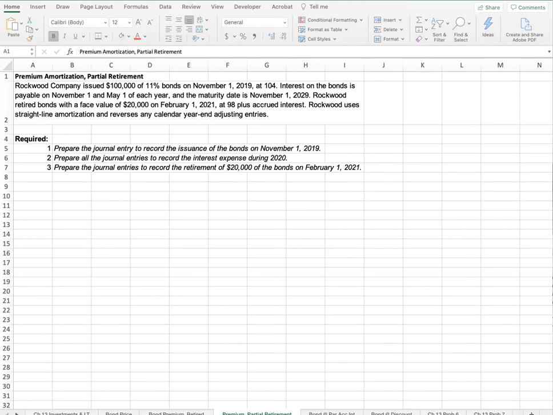Prepare the journal entry to record the issuance of the bonds on November 1st. Prepare all the journal entries to record interest expense during 2020. And then prepare all journal entries to record retirement of the $20,000 of bonds on February 1st, 2021.